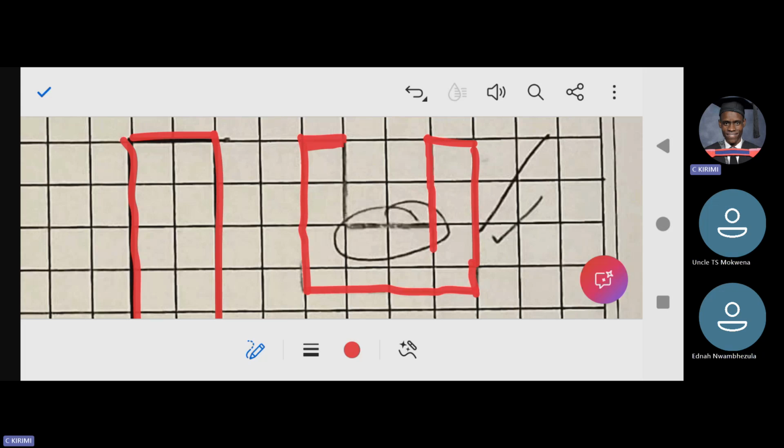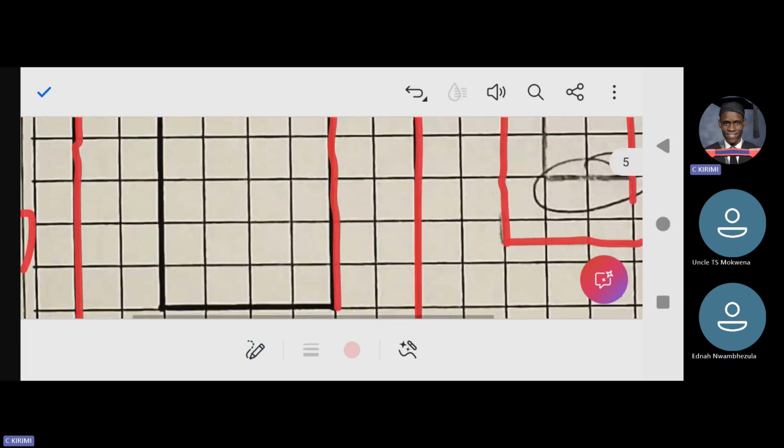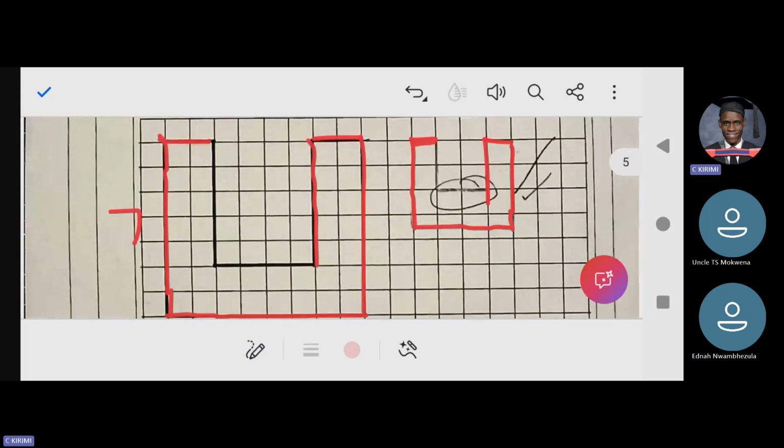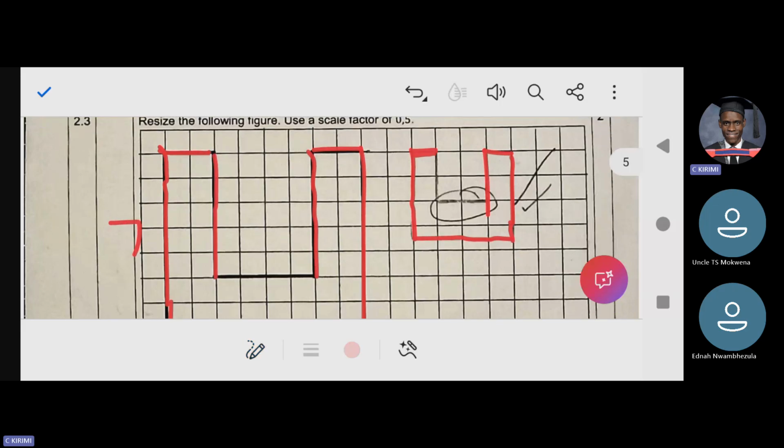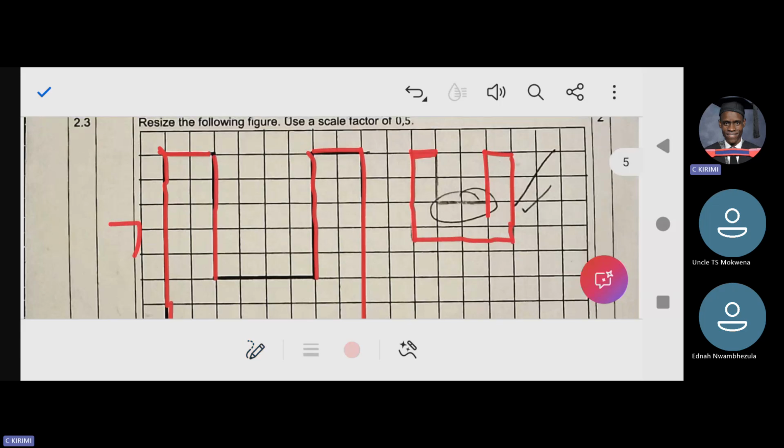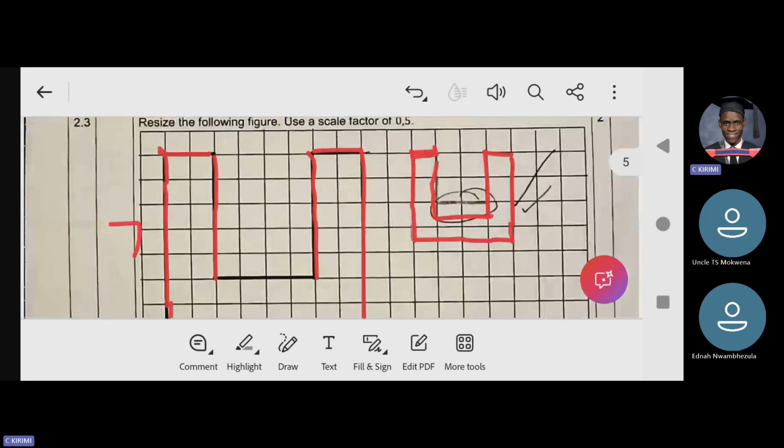Then same, yes, you do the same on the left hand side, which means here you are saying how many boxes? 1, 2, 3, 4, 5. So if I'm drawing this side as well, half of 5 is 2.5. So it's 1, 2, you end at half, you join from there. So this is the image after you have used a scale factor of half.